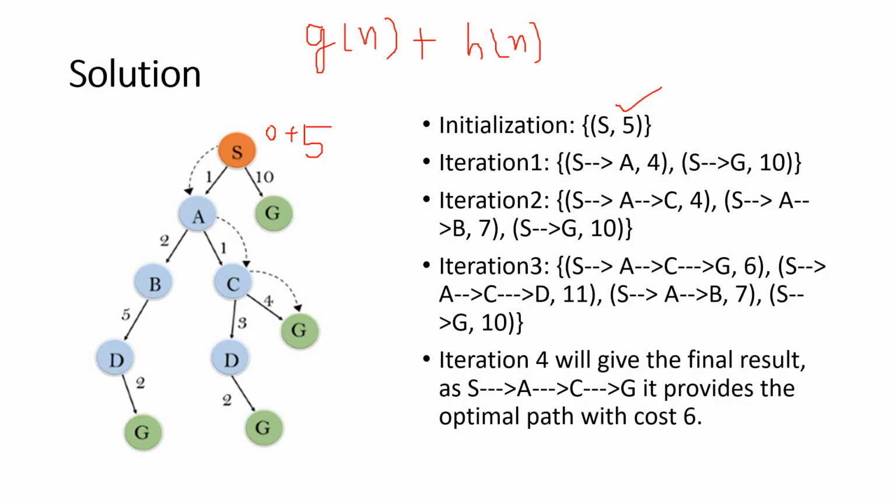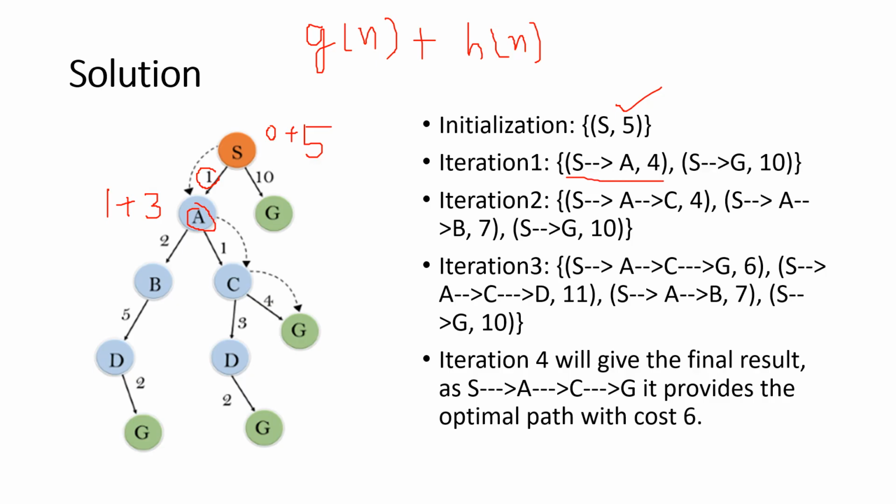Then next iteration, we have two child nodes A and G. We will first see for A. For A, g of n is from starting node to A, that is 1. So 1 is the g of n, plus h of n. From the table we have to take h of A to the goal state. What will be the distance from A to the goal state? h of A is equal to 3, then 1 plus 3 is 4. So it is written S to A, it is 4. Then similar to that, S to G.